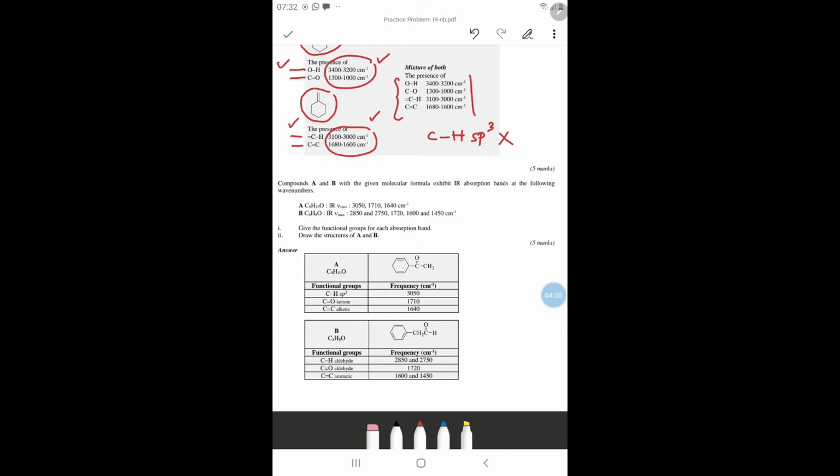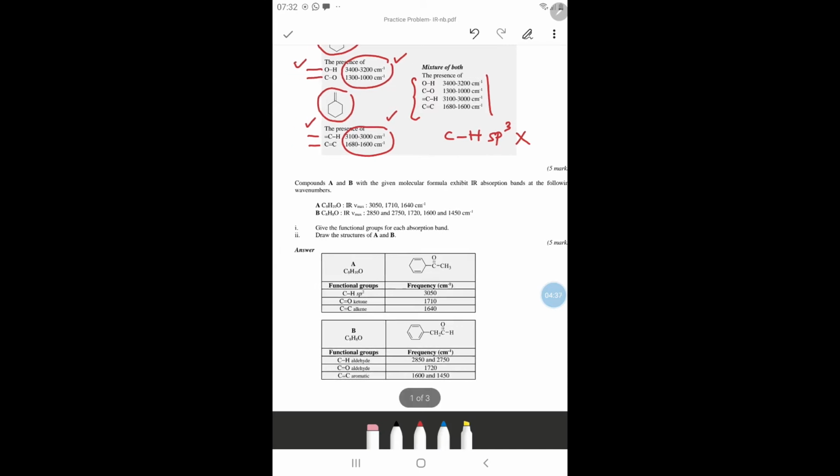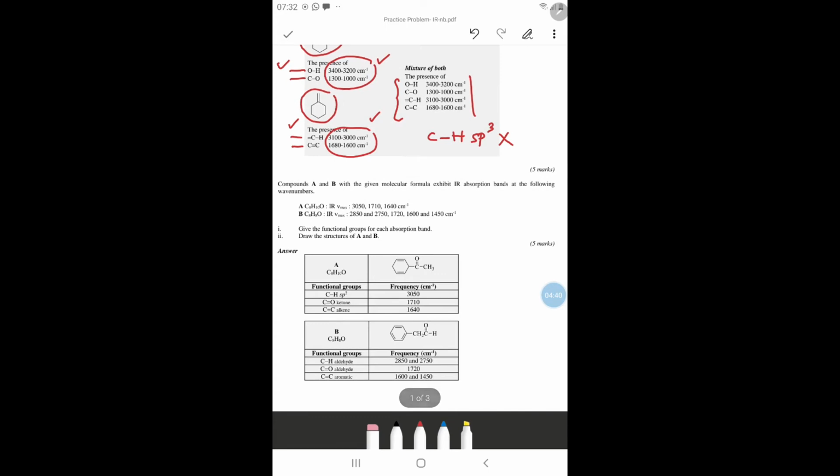Okay, so this is the molecular formula, and you are given the frequency of the molecule. So what you need to do is match the frequency with the bond. C8H10O. So automatically, you know, it might be an alcohol, it might be an ether. So you need to list down all the possibilities, depending on the molecular formula.